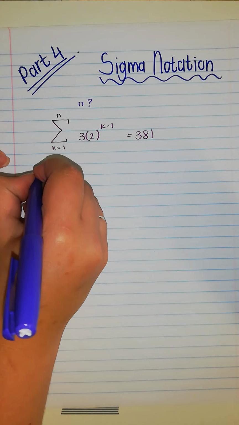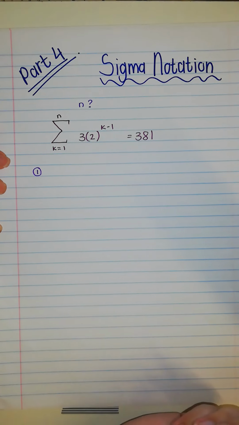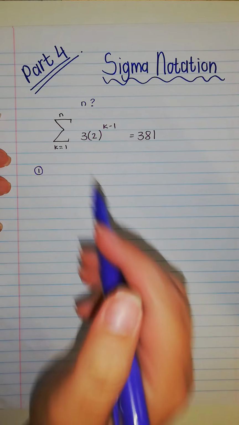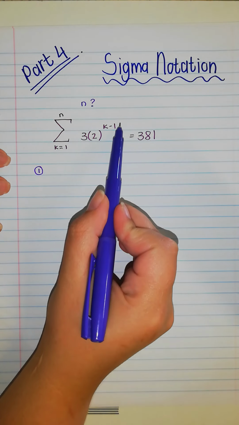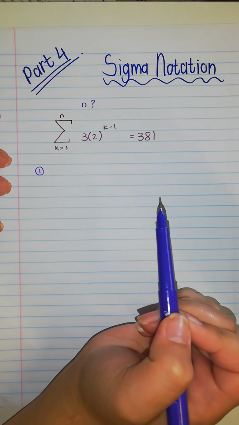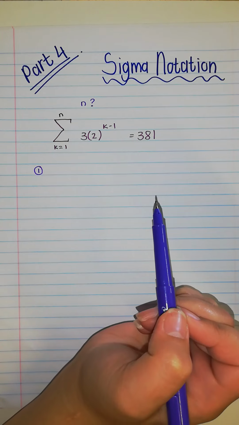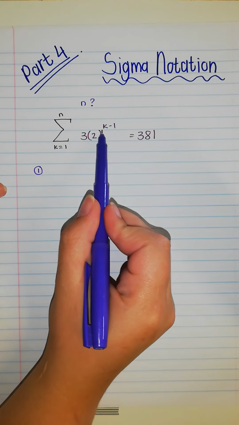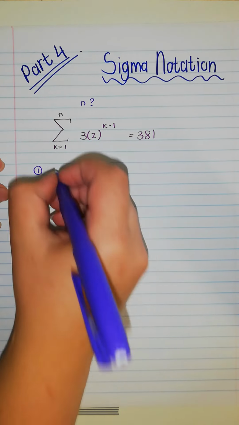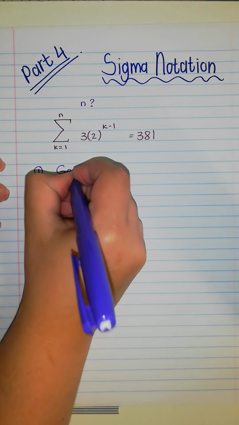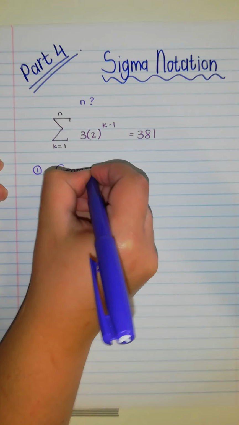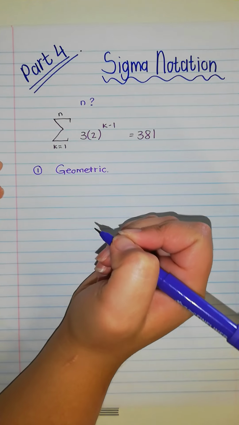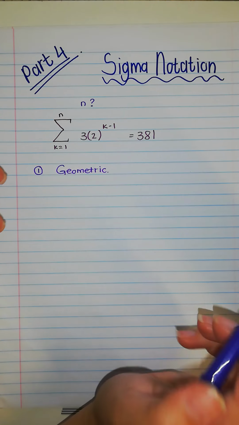My question 1 is, what is this? According to this formula over here, is it an arithmetic or a geometric series? There's an exponent, so it gives it away as a geometric. Fantastic, so we have this one down.